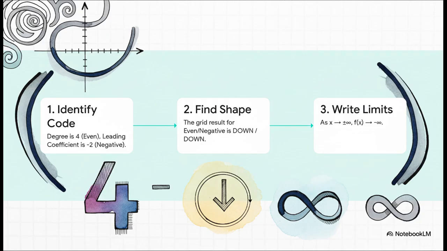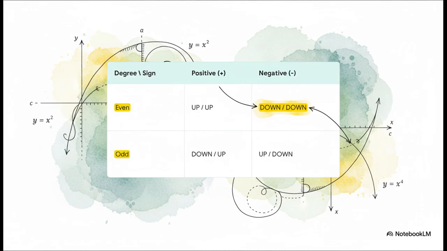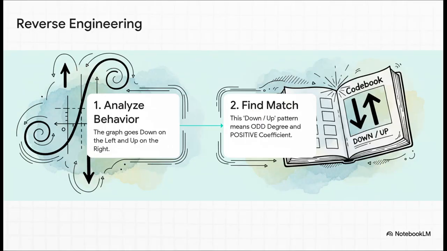Even degree, negative sign, and boom. That means our graph falls on the left and falls on the right. Step 3 is just writing that out formally with our cool new limit notation. See? Just like the codebook told us. Even degree, negative coefficient, and the result is down, down. It really is as simple as that. All right, let's flip this around. Let's try to reverse engineer it.